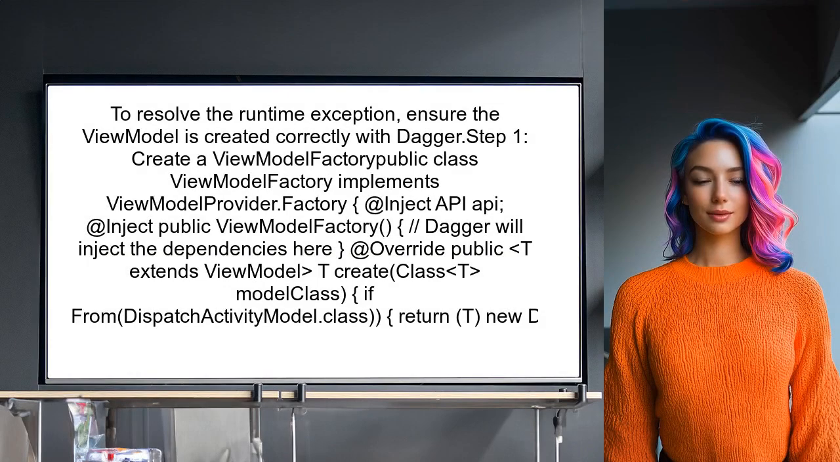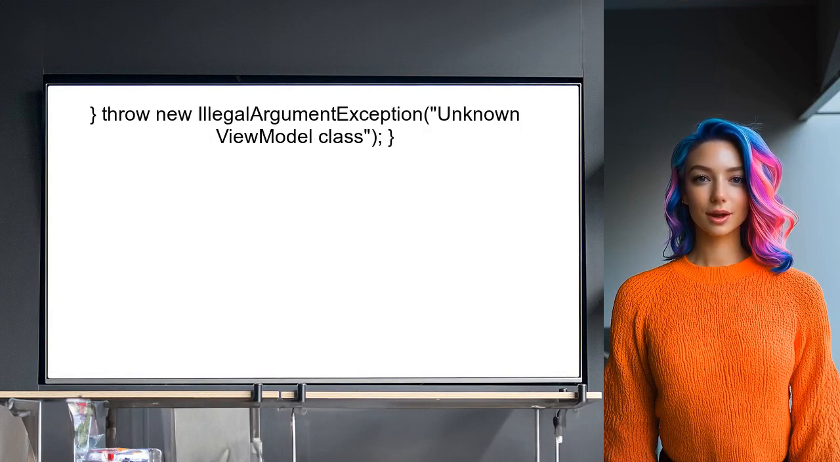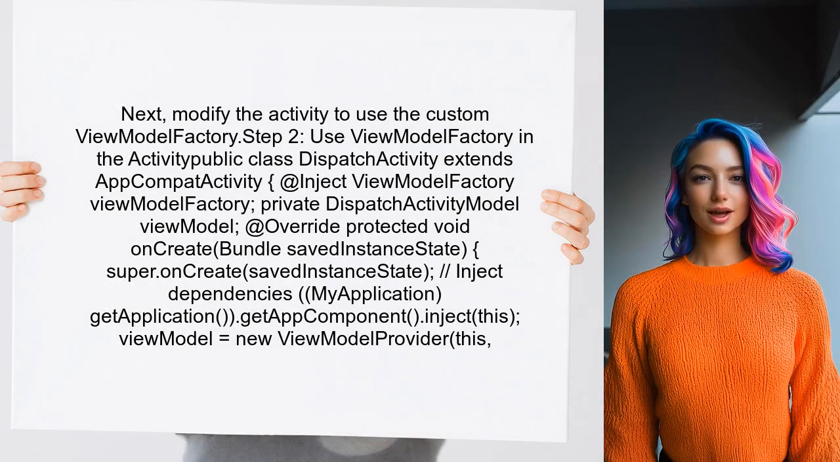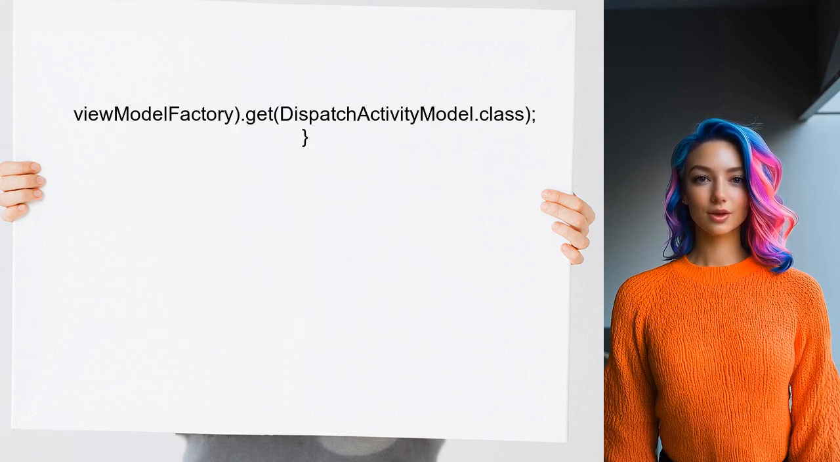To resolve the runtime exception, the user should first ensure that the ViewModel is being created correctly with Dagger. This involves setting up a ViewModel factory that uses Dagger to provide the ViewModel instance. Next, the user should modify their activity to use this custom ViewModel factory when obtaining the ViewModel instance. This ensures that Dagger provides the necessary dependencies.